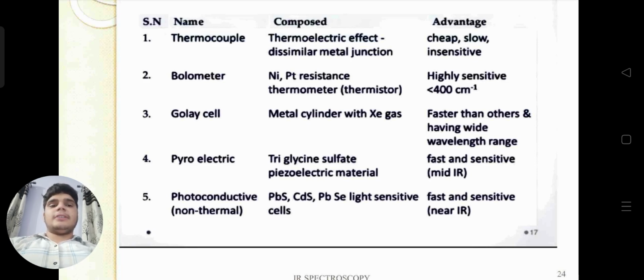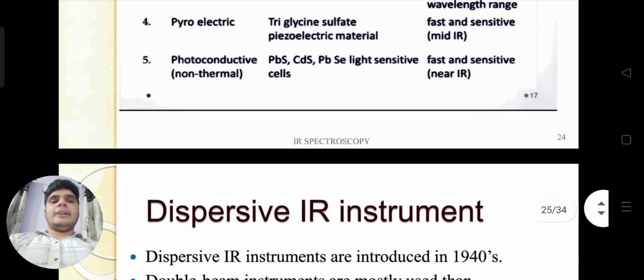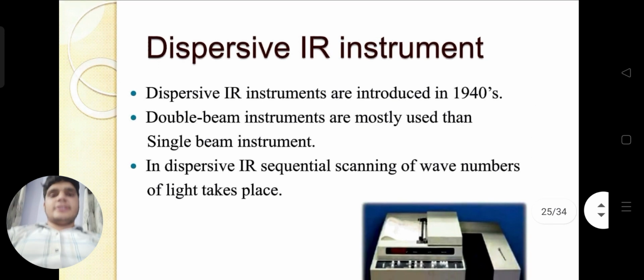The fifth one is the photoconductive non-thermal type. They consist of lead sulfide, cadmium sulfide, and lead cesium light sensitive cells. They are also fast and sensitive, and they lie in the near IR region.